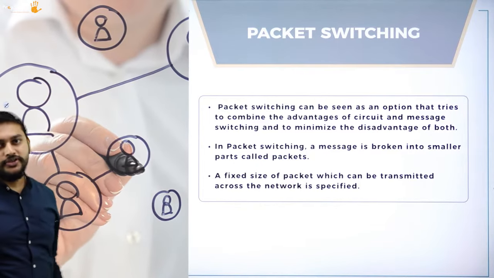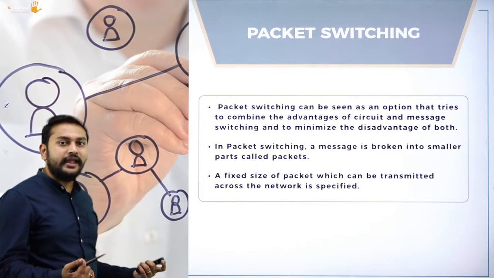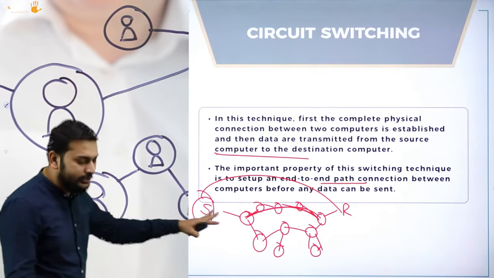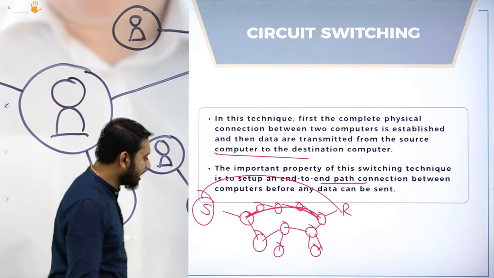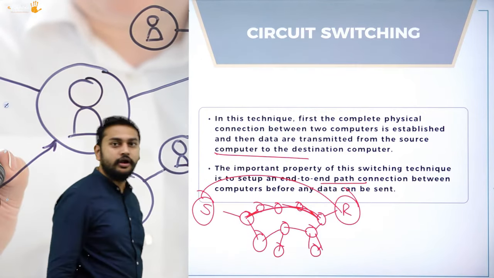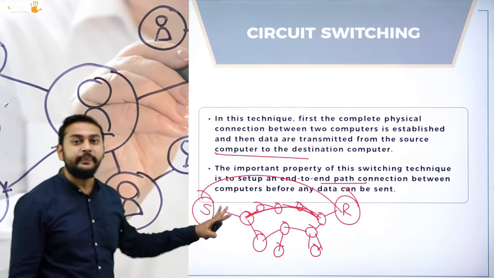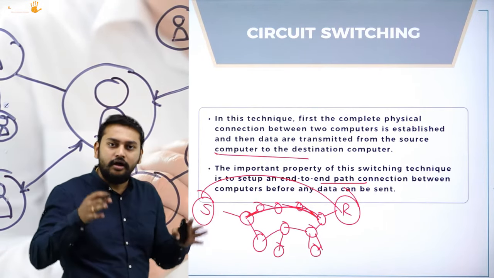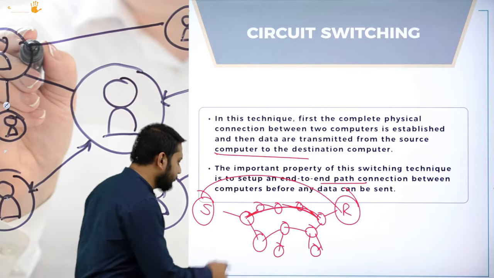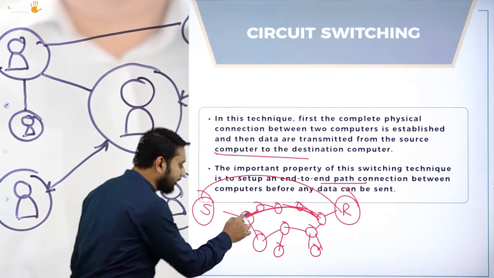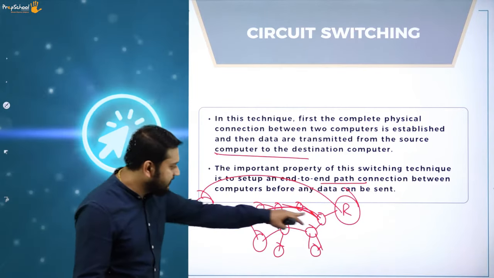I have packet switching. So what exactly is packet switching all about? Same diagram, you need to understand. I have the nodes, I have the sender, and I have the receiver. How exactly will things happen in packet switching? Please understand, all your data will be broken down into packets. Your data is in the form of packets now.